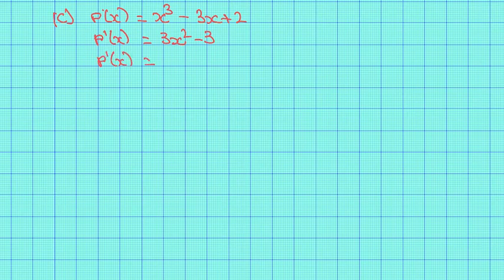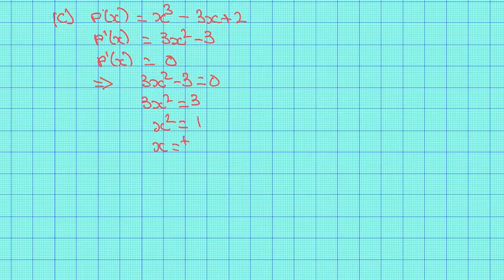C. f of x equals x cubed minus 3x plus 2. So we want f dash of x, which is equal to 3x squared minus 3. So we want f dash of x equal to 0. Therefore, 3x squared minus 3 is 0. So 3x squared equals 3. So x squared equals 1. So x equals plus or minus 1. So we have turning points when x is 1 and minus 1.